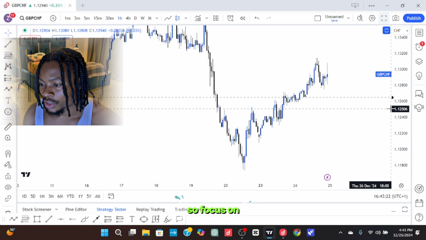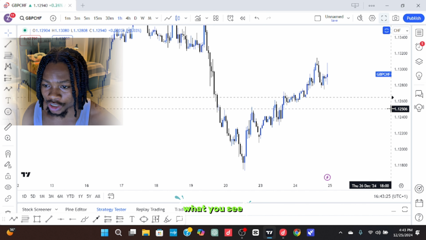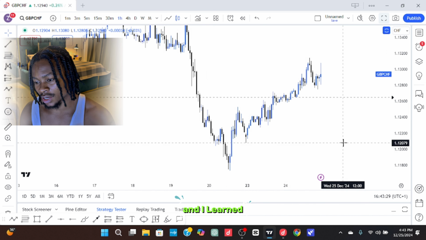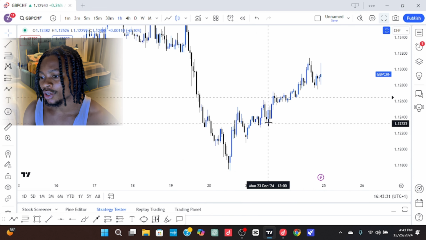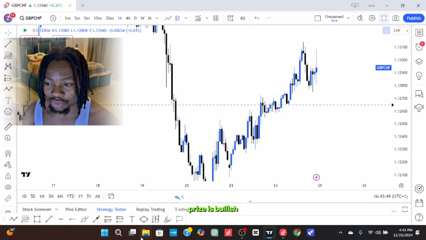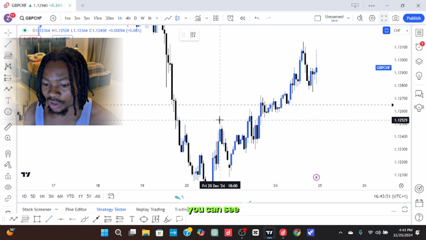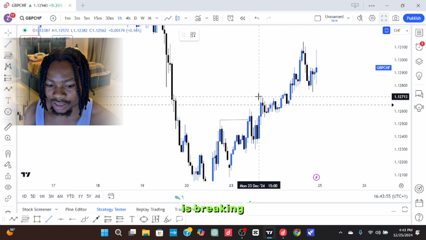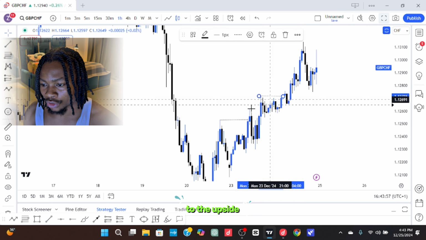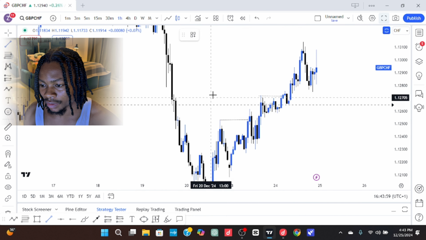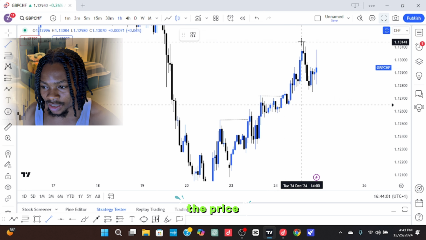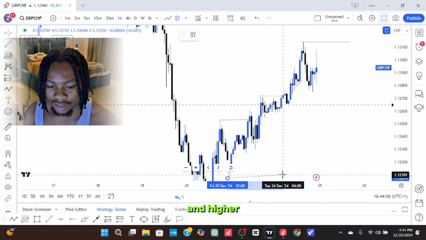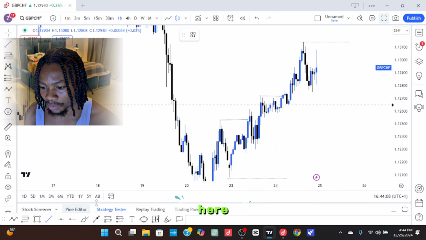All right, so focus on what you see and not what you think. This part is very important, and I learned it the hard way. So according to what I'm seeing here, price is bullish. You can see that price is breaking structure to the upside right here. So it means that price is forming a higher high and higher lows right here.